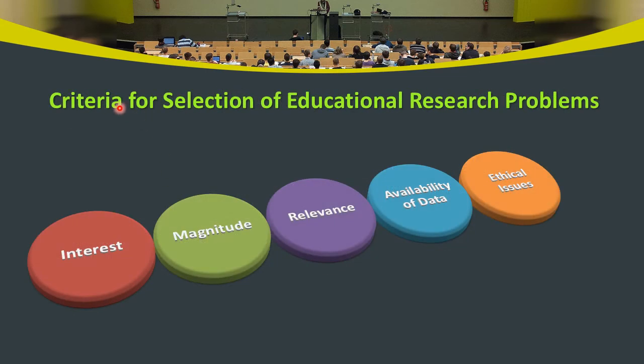We want to look at the criteria for selecting educational research problems. What are these criteria? What are these things we need to look out for when we want to select an educational research problem? The first is the interests. We have the interests, we have magnitude, we have relevance, availability of data, ethical issue. So these are the criteria that we need to consider before selecting our educational research problems. Now let's look at this one by one and let's know what it entails.